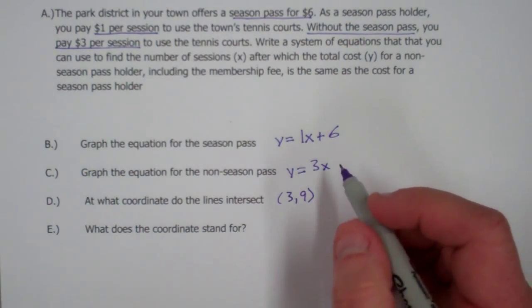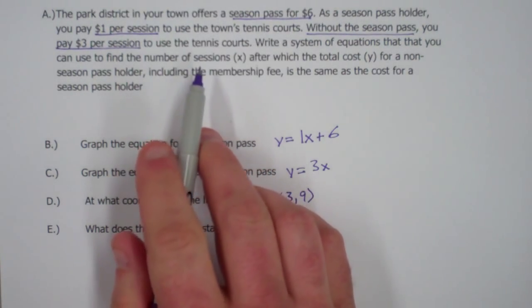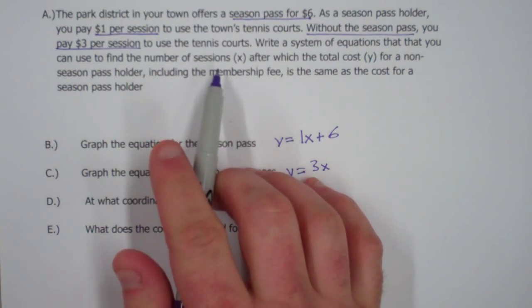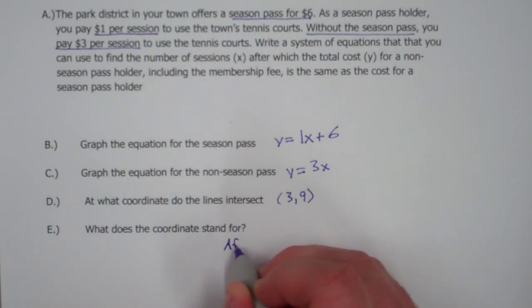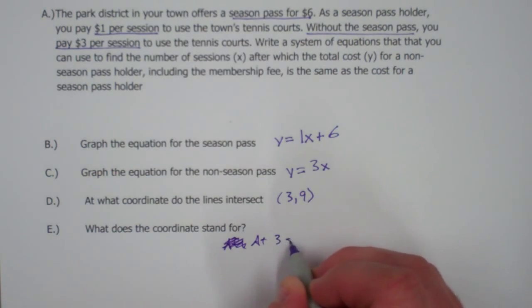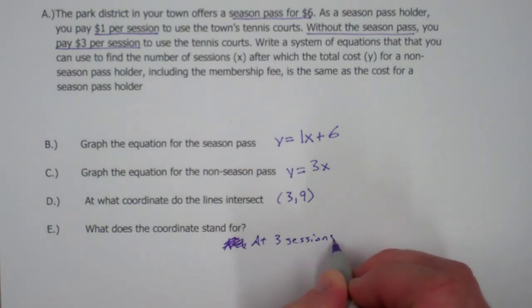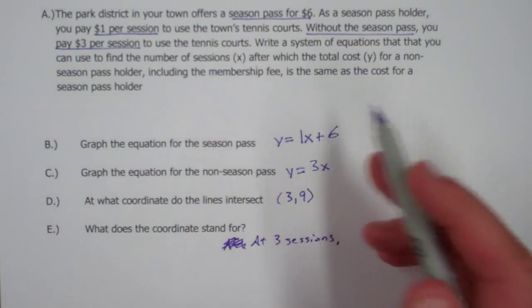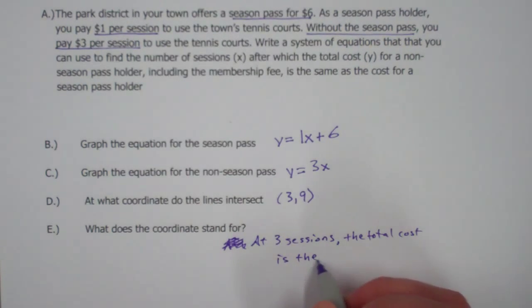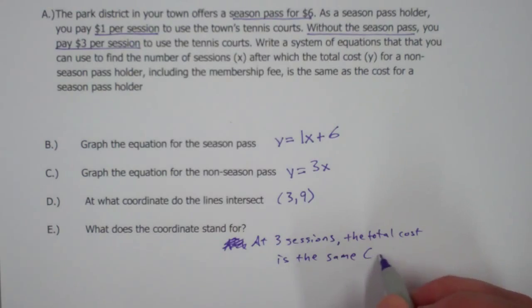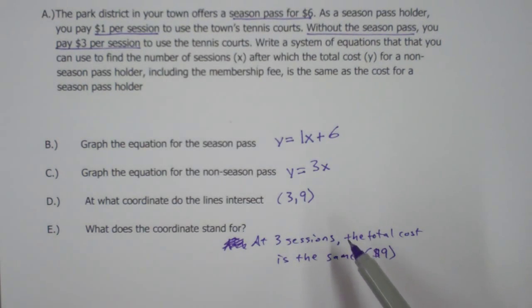What does the coordinate stand for? Well, if we go back to our problem here, we've got x being the number of sessions. So we would say, let's go at 3 sessions, okay? At 3 sessions, and then y here is the total cost. The total cost is the same, which is $9. After that, it's going to be more expensive.